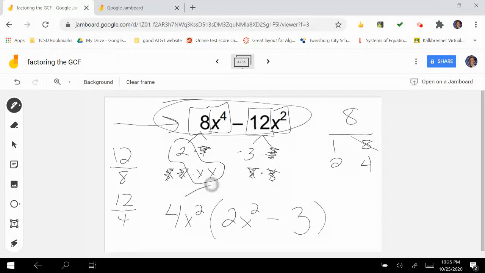Again, I can check this by distributing, because that's what we see with parentheses. 4 times 2 is 8. x squared times x squared is x to the 4th. 4 times negative 3 is negative 12. x squared tags along. I'm back to where I started. So that is going to be my simplified form, or what we call factoring out the GCF.